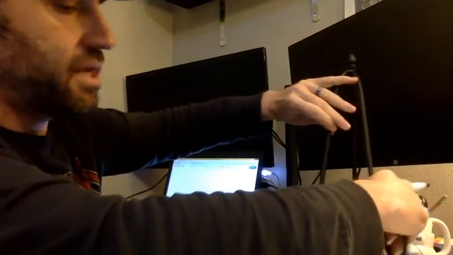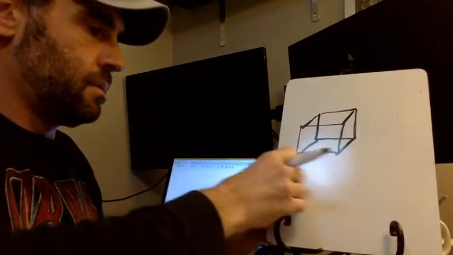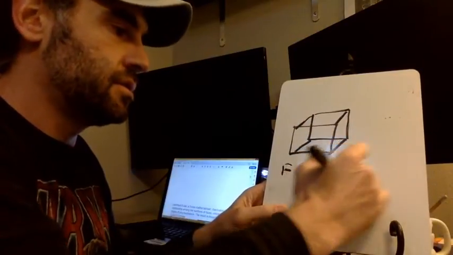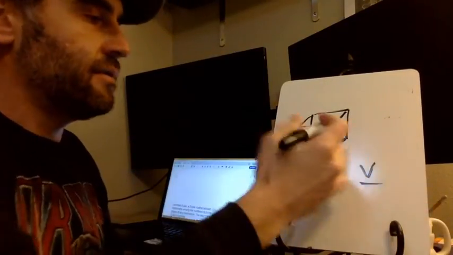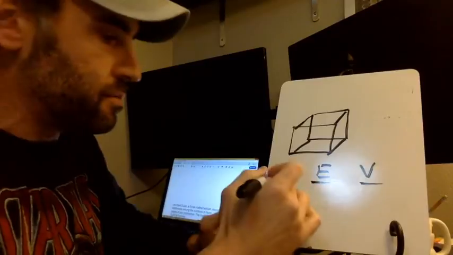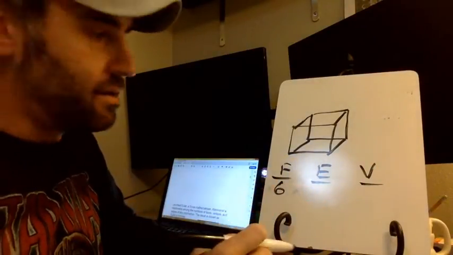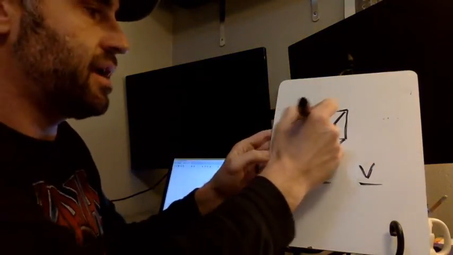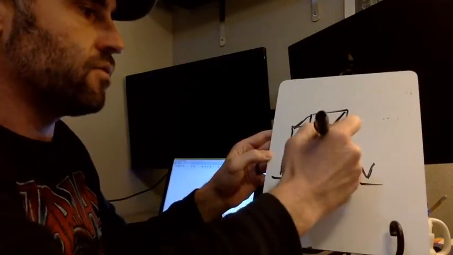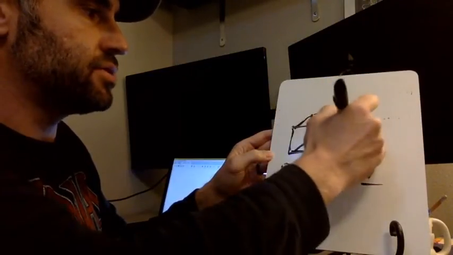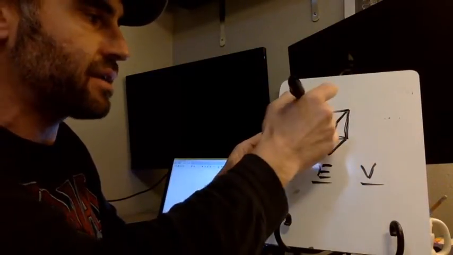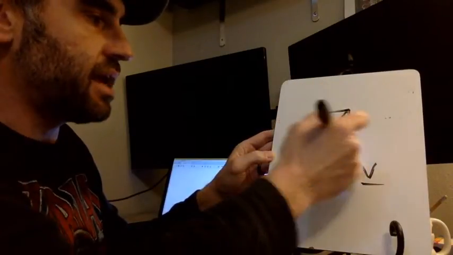Faces, edges, and vertices. Faces, it's like a number cube. It's got 6. Edges, we can count them. Let's see, we have 1, 2, 3, 4. And in the back, you have 1, 2, 3, 4. That's 8. And then the connectors, 9, 10, 11, 12.